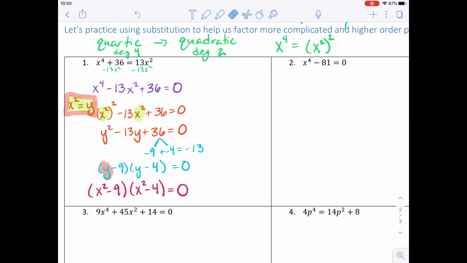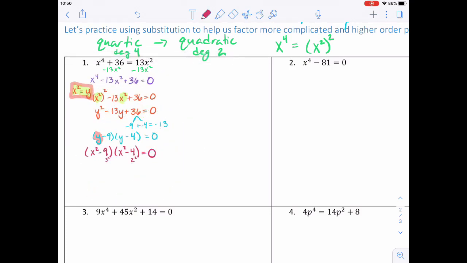Both of these quadratic factors are differences of squares. 9 is 3 squared and 4 is 2 squared. Watch out, you are more likely than not going to miss if that's a 1. So don't forget that x squared minus 1 is also a difference of squares. This is the one we tend to miss most often. So our final factorization, and I'm going to make this a little bit smaller so I have some more room, is going to be x minus 3, x plus 3, x minus 2, x plus 2.